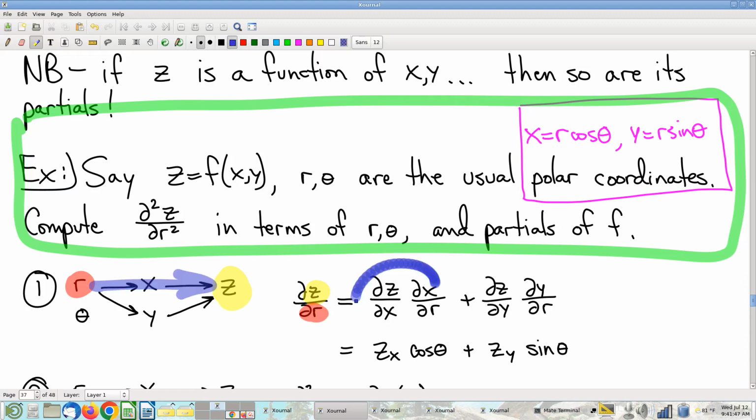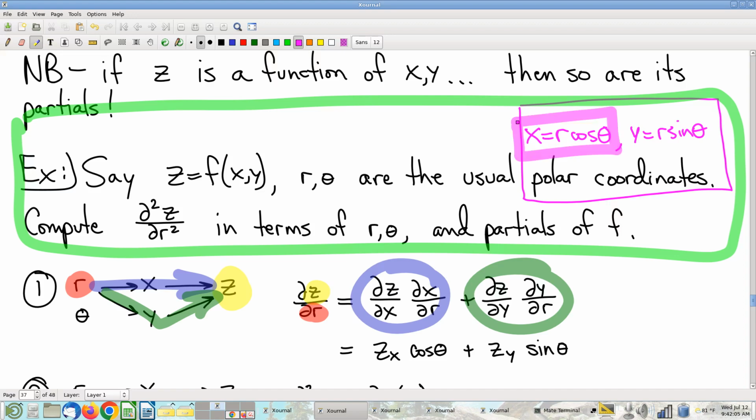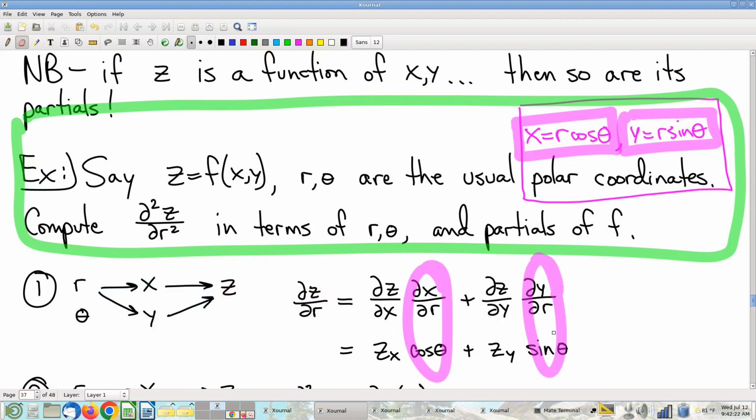There's the x path, that gives me an x term. I'm running out of colors, dark green, a y path, that gives me a y term. And some of this I can simplify, no big deal. After all, I know exactly what x is. X is r cosine theta, and I can straight up compute that partial derivative. Likewise, I know what y is in terms of r and theta. I can straight up compute that partial derivative. Everybody okay? All right.